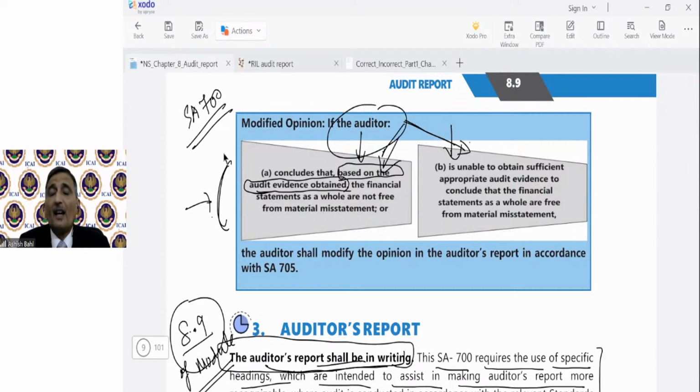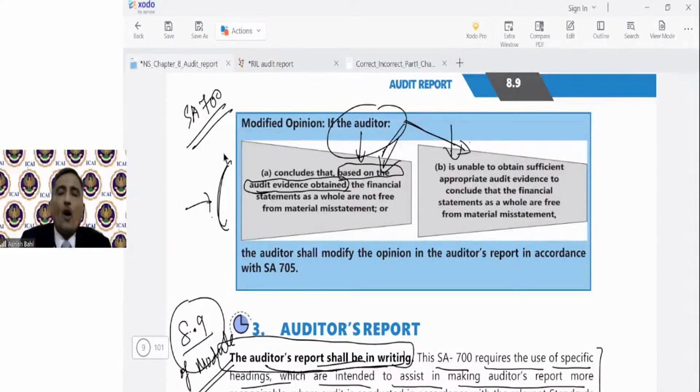No, Devraj, unmodified opinion means the opinion is clean. It is not modified. It is without any reservation. It is without any condition that I am saying that whatever I audited, whatever I checked, whatever audit evidence I obtained, according to that your financial statements represent a true and fair view.